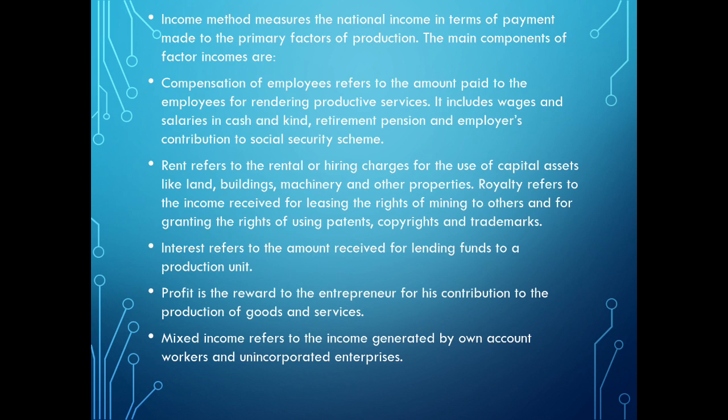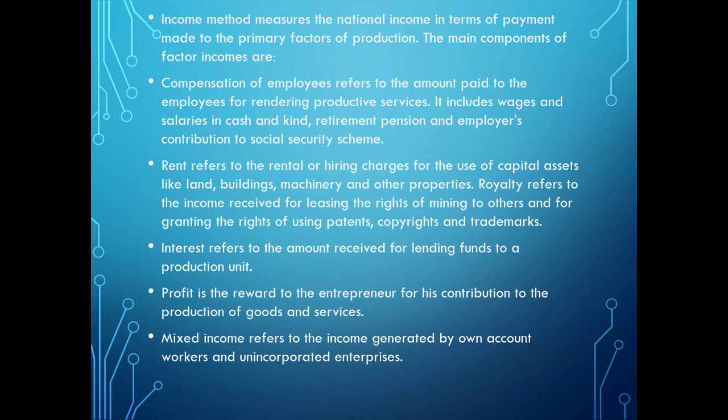It refers to the income received for leasing the rights of mining to others and for granting the rights of using patents, copyrights, and trademarks. So rent and royalty both are included. Next is interest. Interest refers to the amount received for lending funds to a production unit. Means when some amount in the form of capital is being given, then interest is also to be paid on that. So interest is a reward for capital.